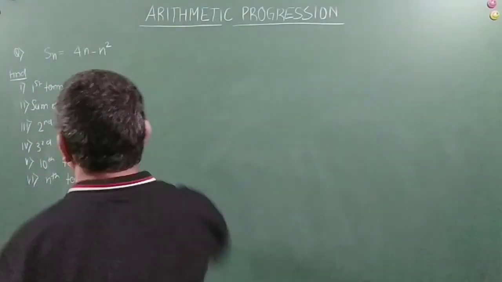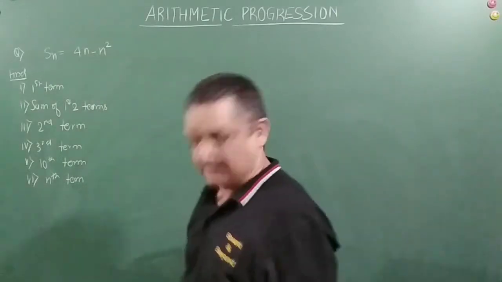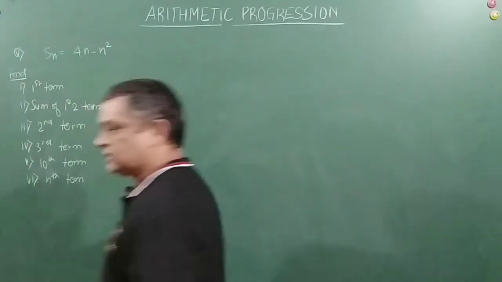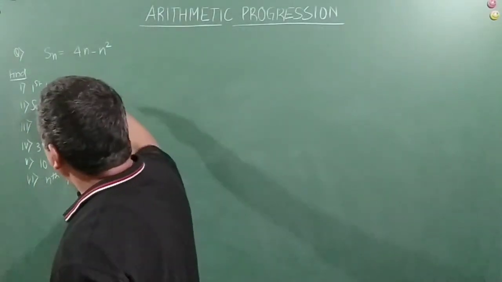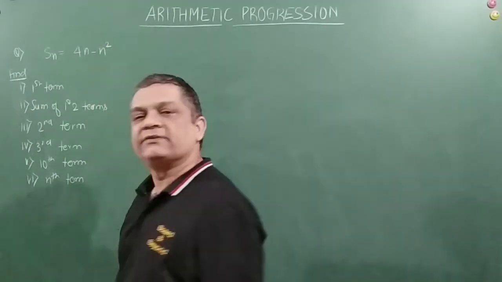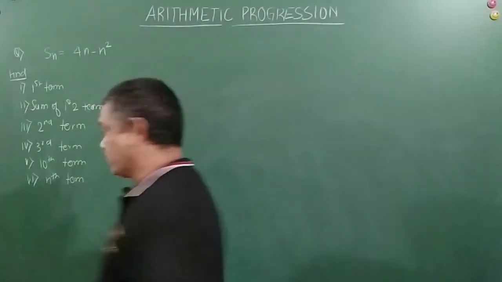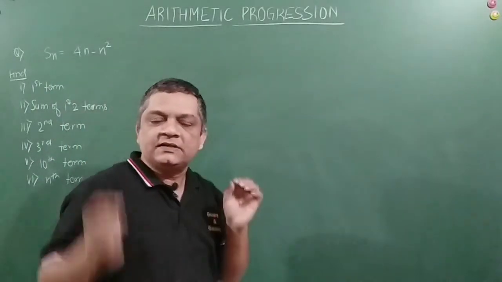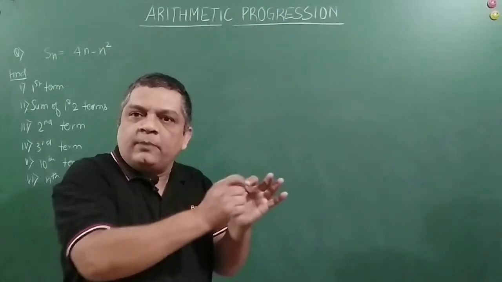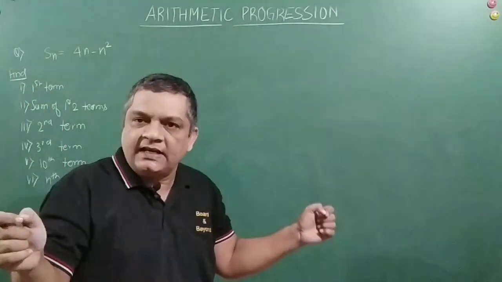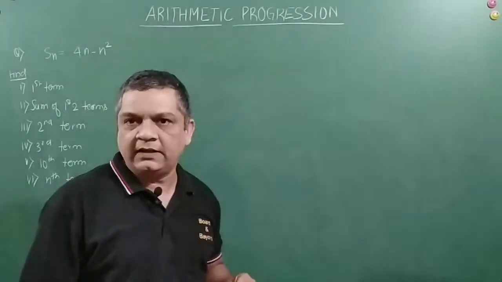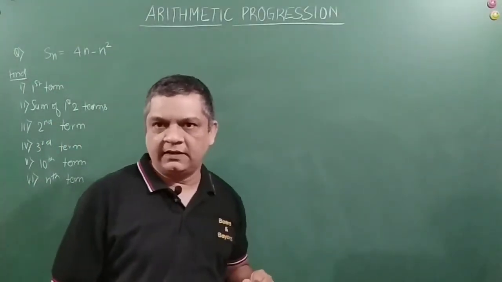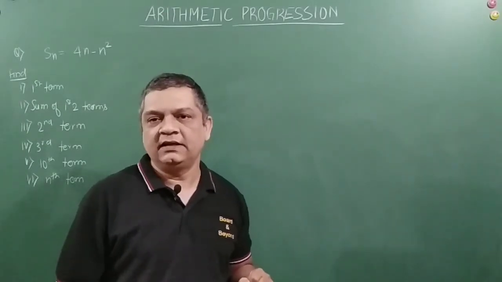The problem says that Sn is given to us in equation form, Sn is equal to 4n minus n square. Now we need to find these 6 values. So how do we go about it? Sn is equal to 4n minus n square. That means there is a series, and the sum of n terms of that series is equal to this. Now let us say we have to find the first term. So how do we basically do it?